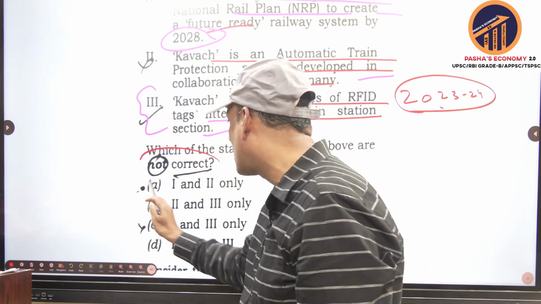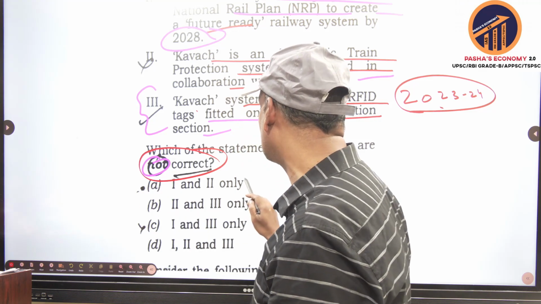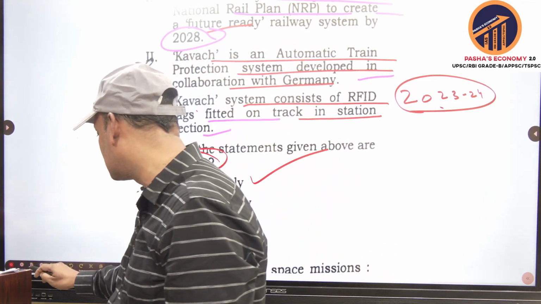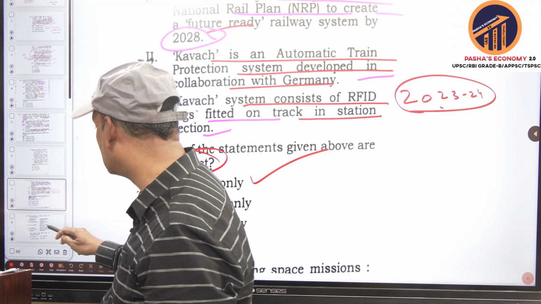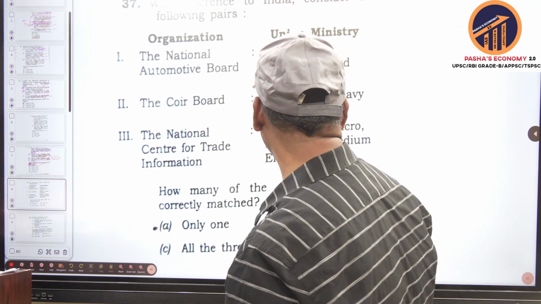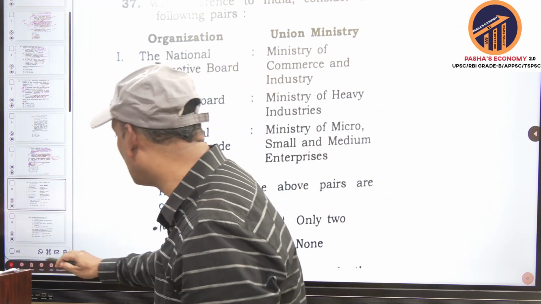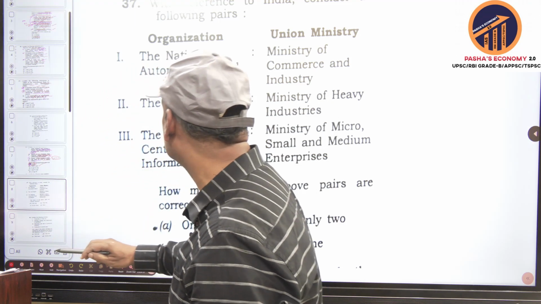He is asking which is not correct. First you have to identify it. So 1 and 2 are not correct. This is directly from the national rail plan. Clear, friend? Right. Now we'll move to the next question.